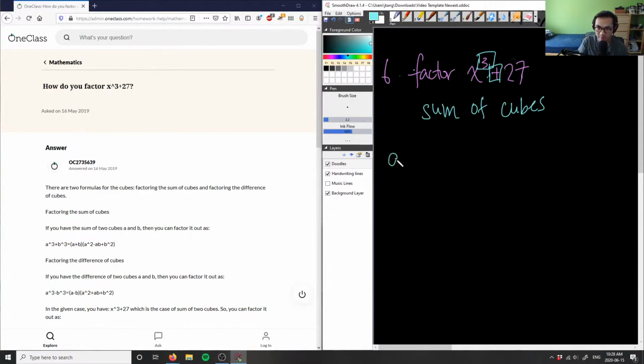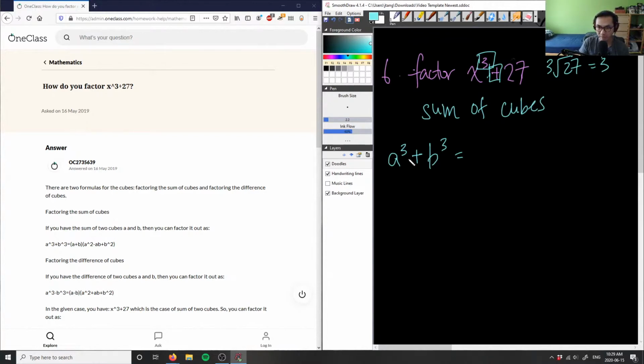So for the sum of cubes, I have a cubed, or x cubed in this case, plus b cubed, and b cubed would be this term here. We can check that this is a sum of cubes because of this term here, 27. If I cube root 27, I know that the cube root of 27 is going to equal 3, because 3 times 3 times 3 is equal to 27. So let me write on the side here: the cube root of 27 is equal to 3.